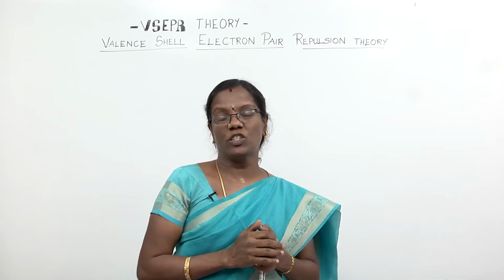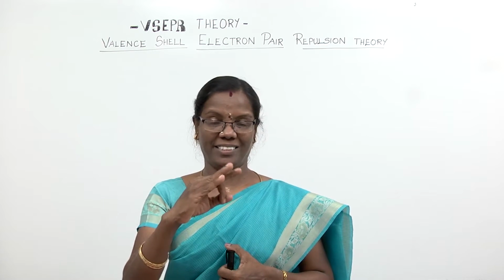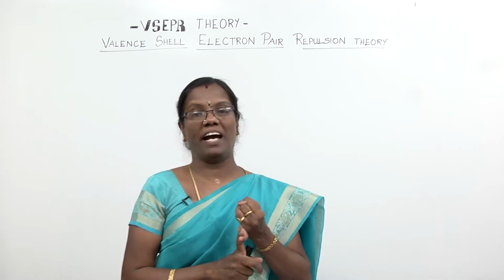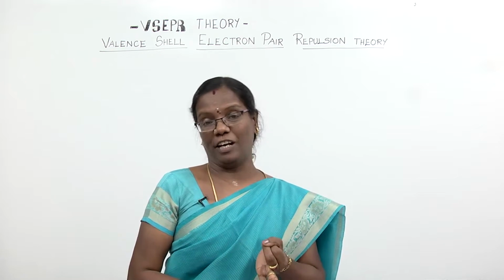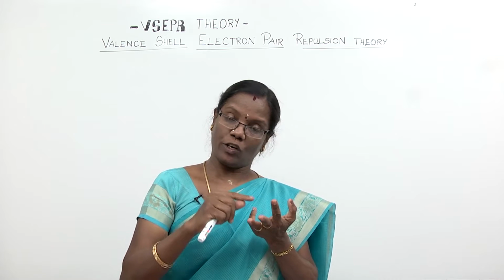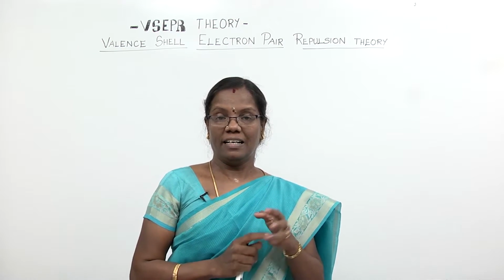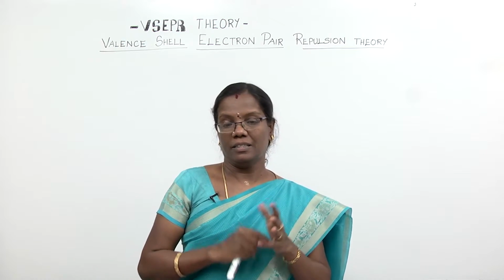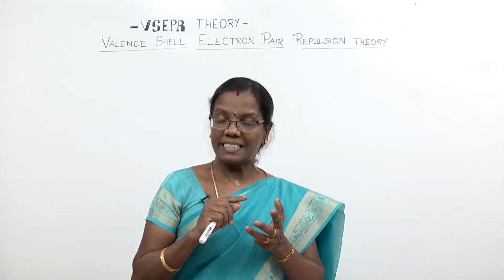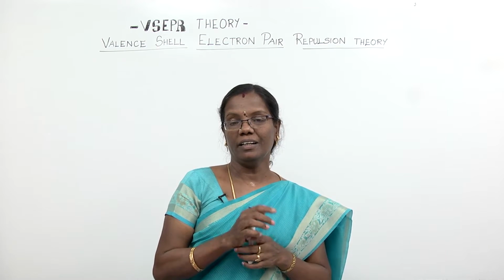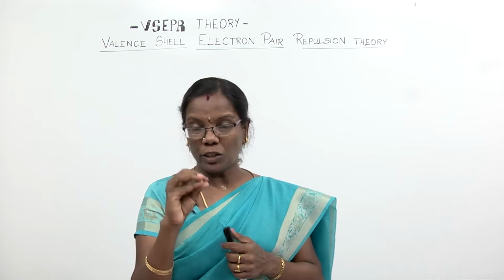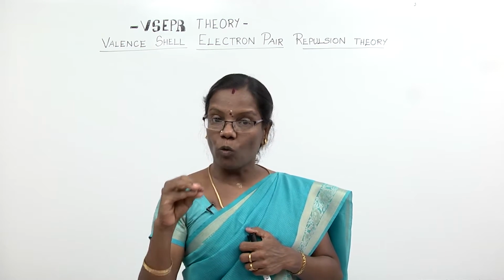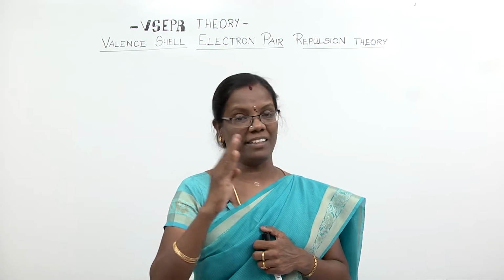This theory is based on 3 simple things. The first one is that the bonding pairs of electrons and lone pairs of electrons determine the shape of the molecule. This is the first thing. The second one is that the shape of the molecule is determined by the repulsive force between the lone pair and the bonding pair.